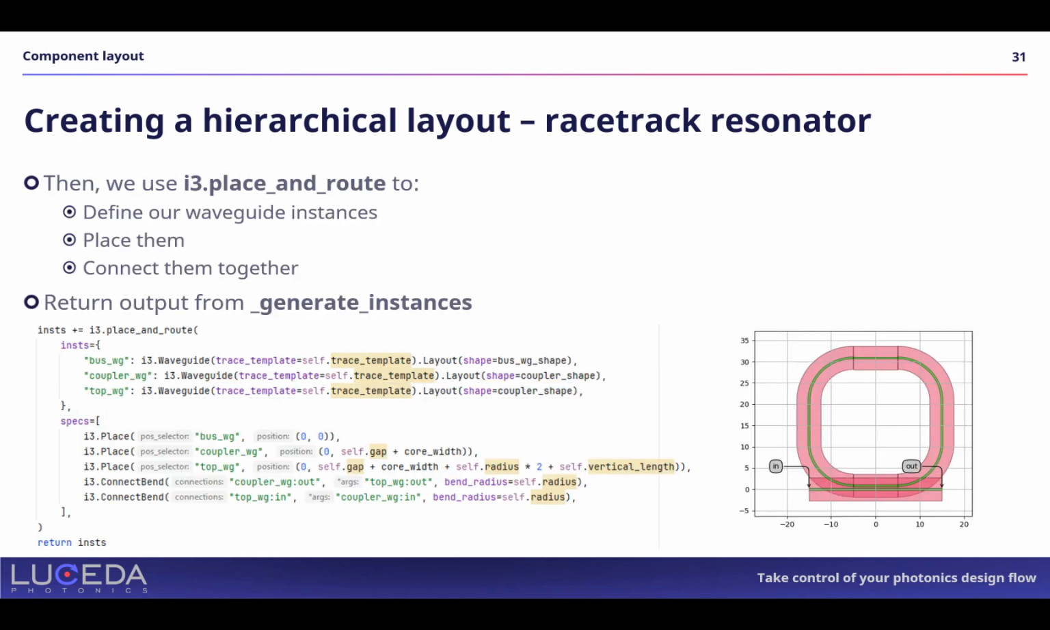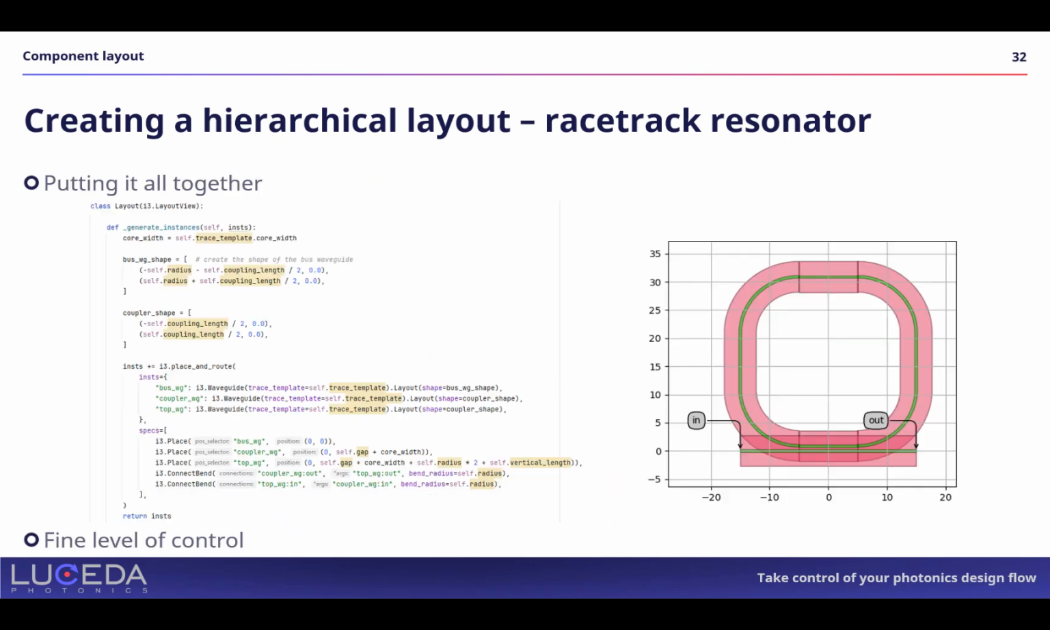We use i3.placeAndRoute to define our waveguide instances and place and connect them. We can see in the code at the bottom our inst with i3.placeAndRoute. So we have an inst dictionary with our bus waveguide, coupler waveguide, and top waveguide, and our specs list, where we place each component and connect them with i3.connectBend. We finally put it all together, and we can generate our racetrack layout.